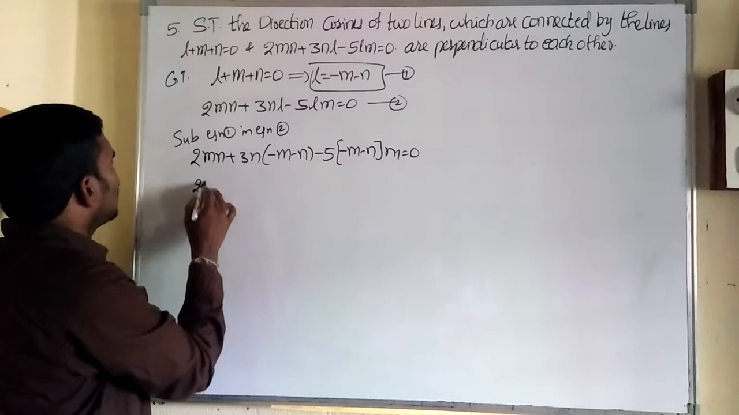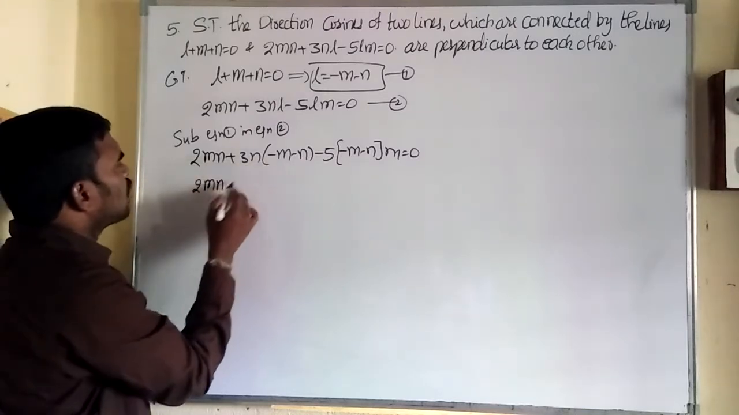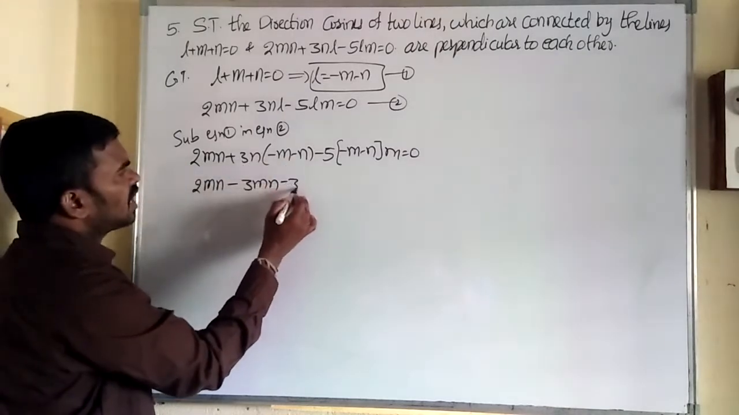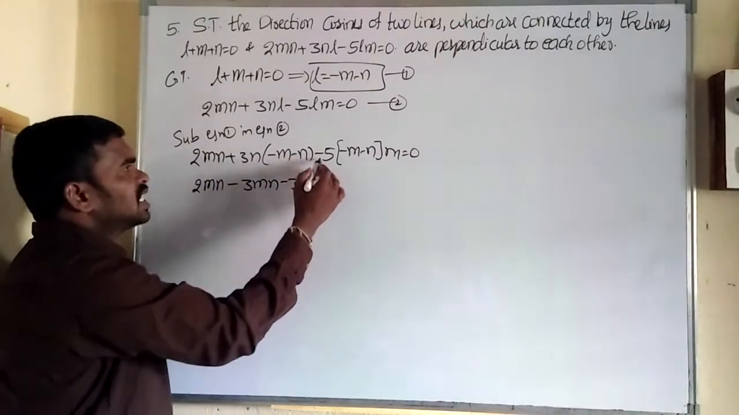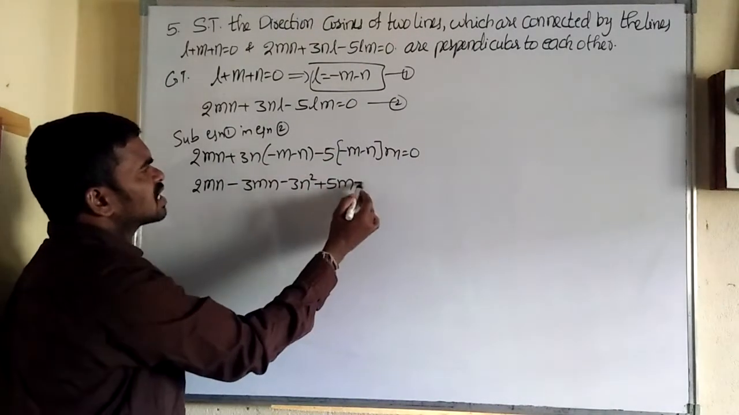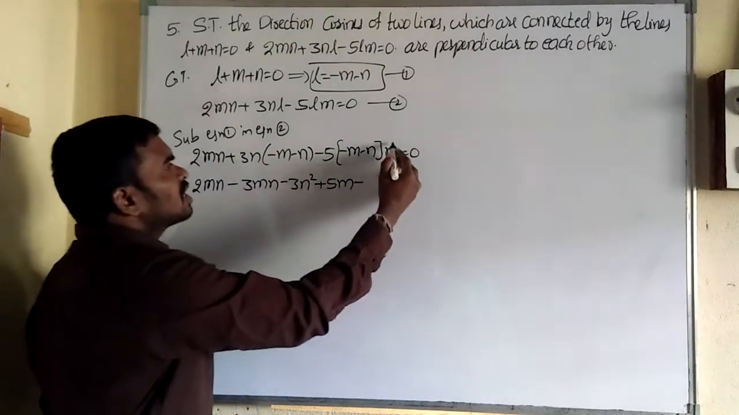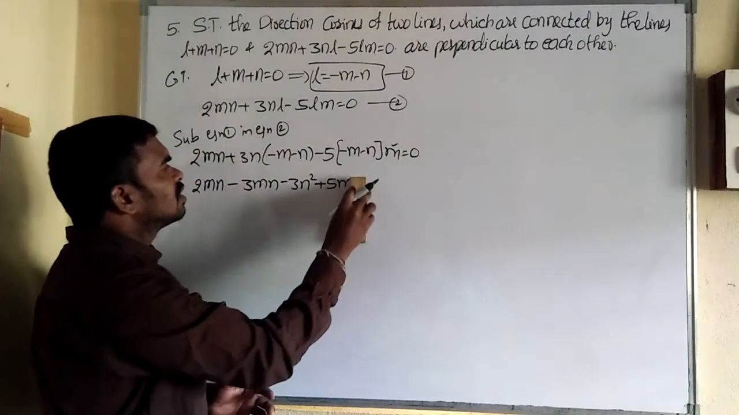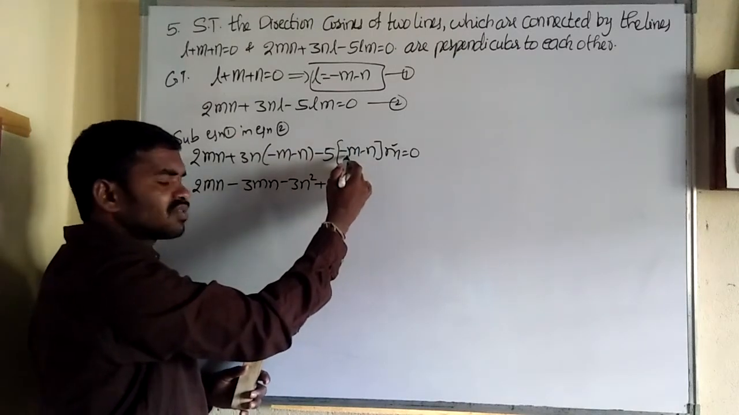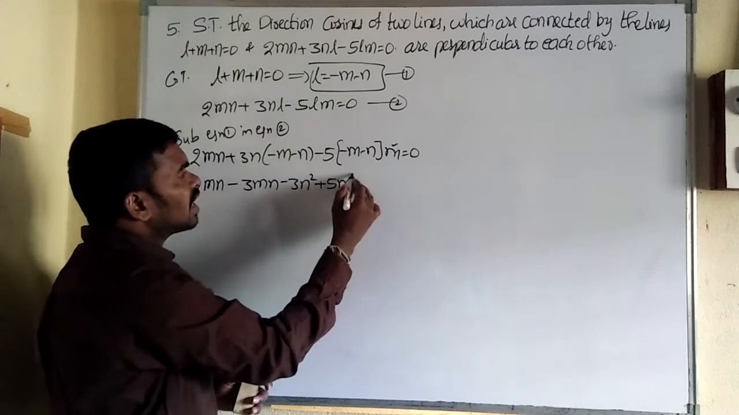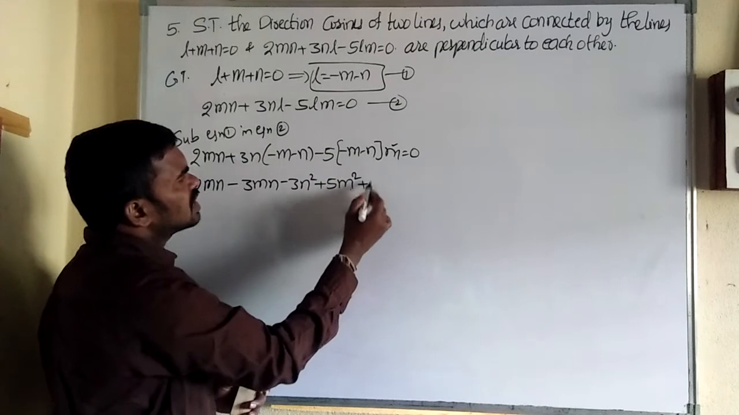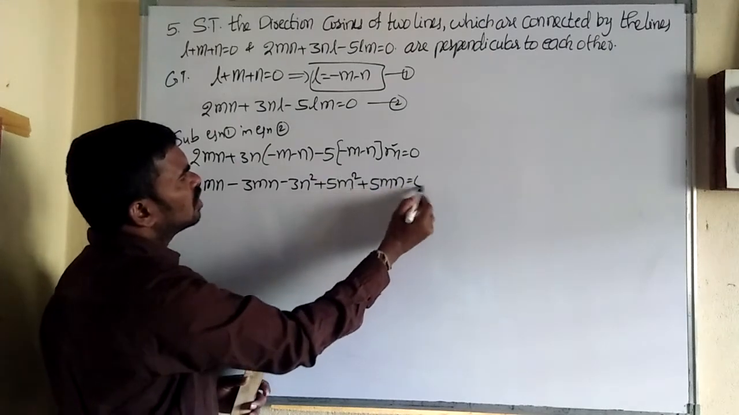Next, 2mn plus 3n into -m gives -3mn, and 3n into -n becomes -3n². Next, -5 into -m becomes +5m, and that times m gives 5m². Next, -5 into -n into m, so +5mn, is equal to 0.